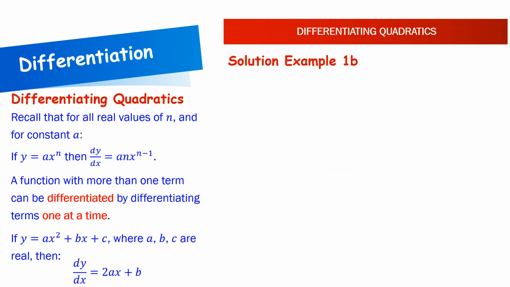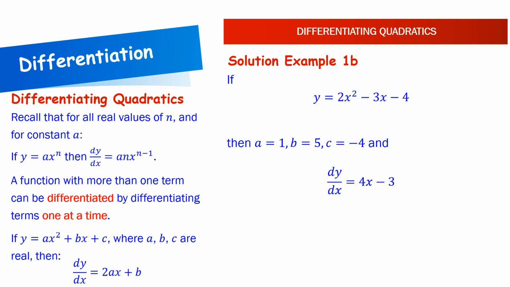Let's now solve example 1b. This time we're required to differentiate 2x squared minus 3x minus 4. Here we have in our quadratic that a equals 2, b equals minus 3 and c equals minus 4. And therefore dy/dx equals 4x minus 3. So we obtained the values of a, b and c from our quadratic and then plug them into our formula for dy/dx, which is equal to 2ax plus b.